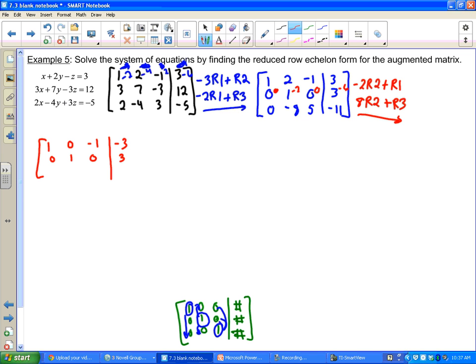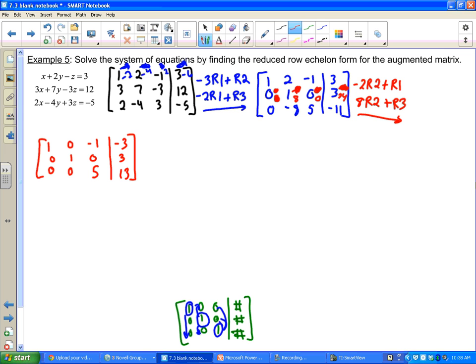And then now we want to do the last row. So not using those numbers anymore. I want to do 8 times row 2. So 8, that's not 8, that's 0. 8, 0, 24. So I want to add that to row 3. So 0 plus 0 is 0. 8 minus 8 is 0. 0 plus 5 is 5. 24 minus 11 is 13.